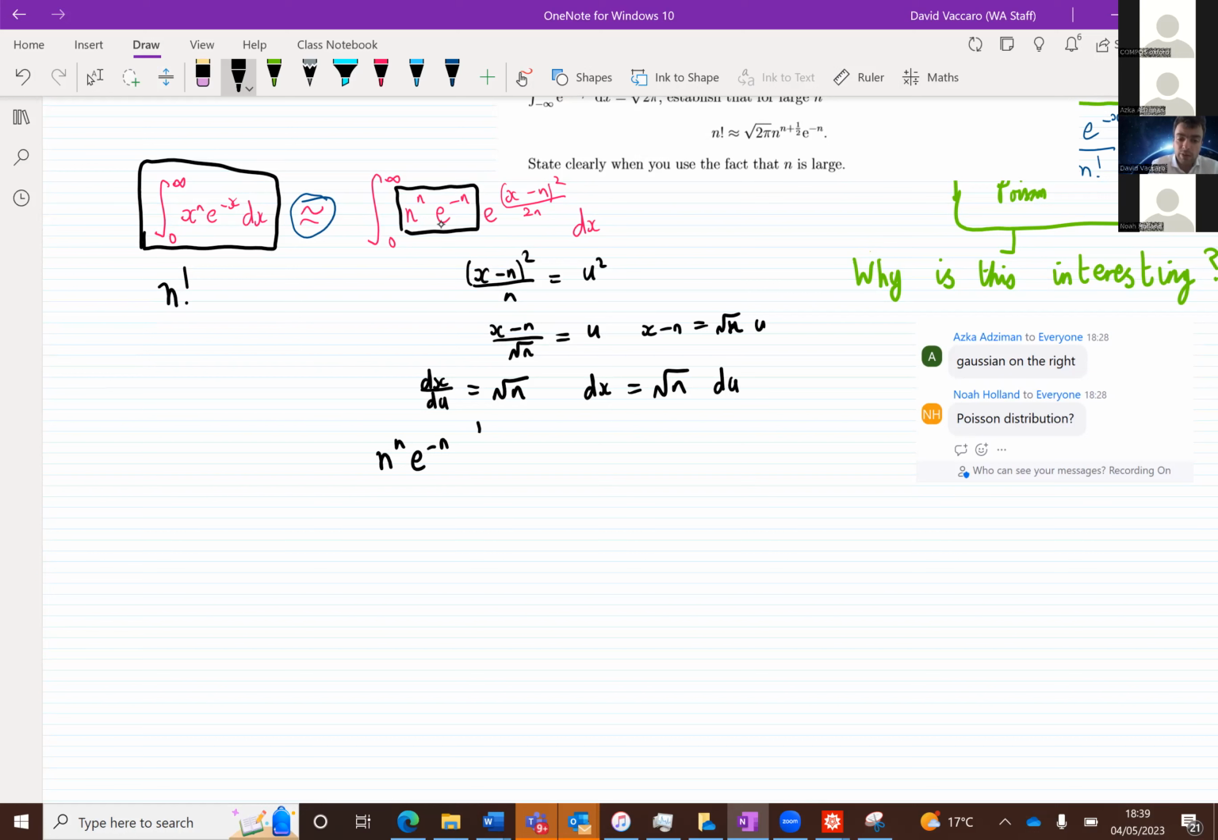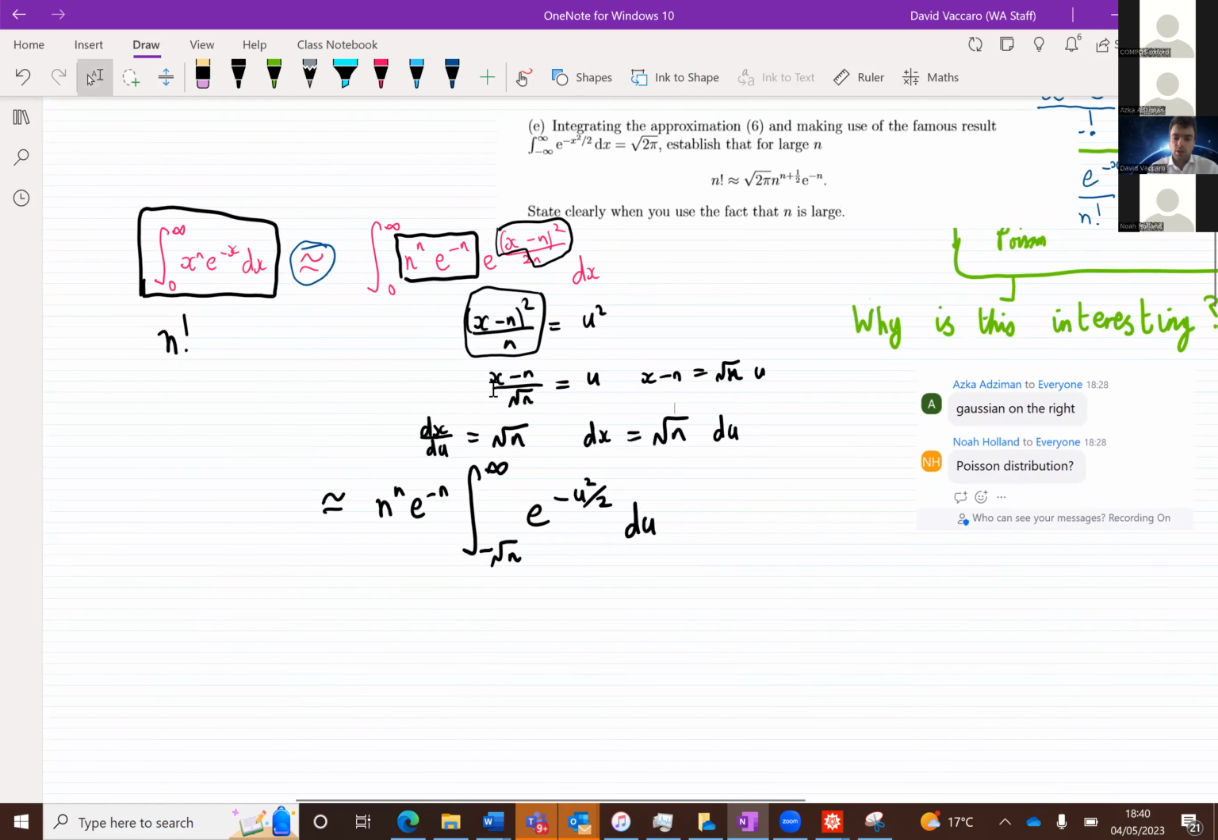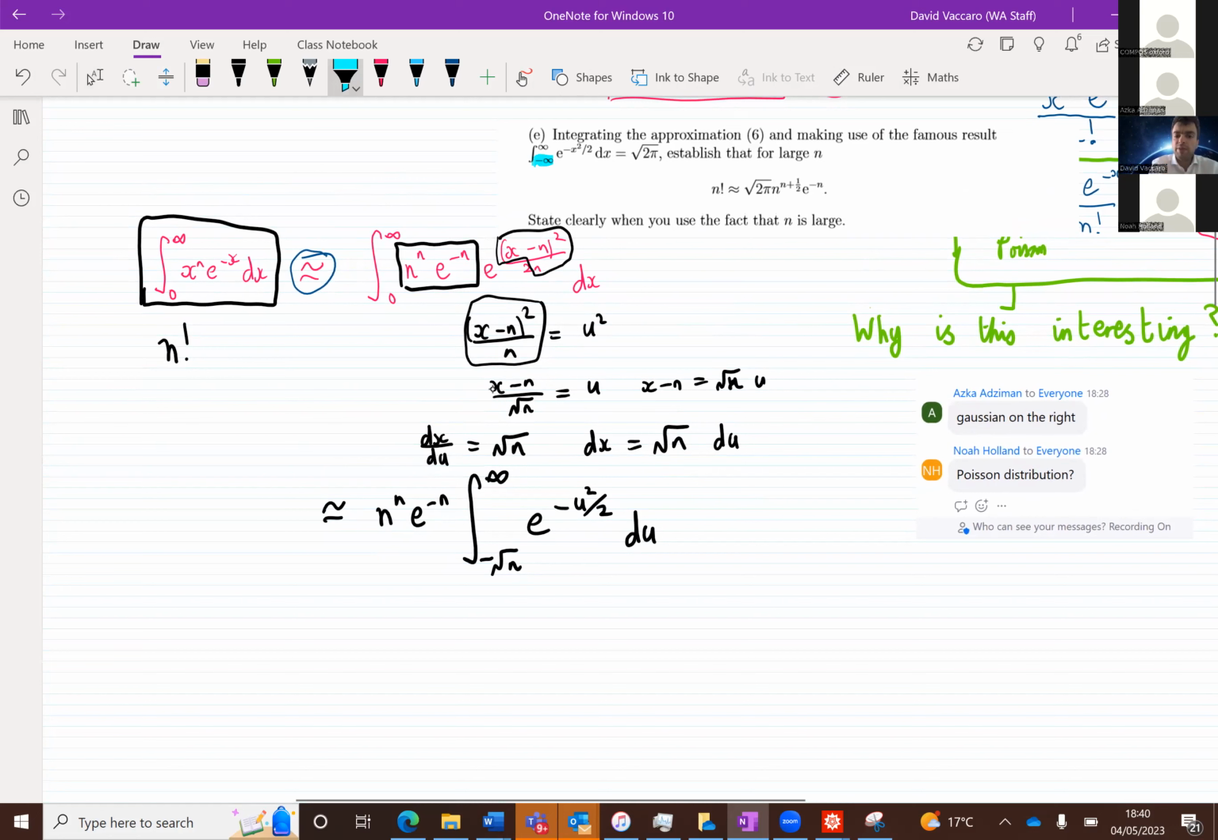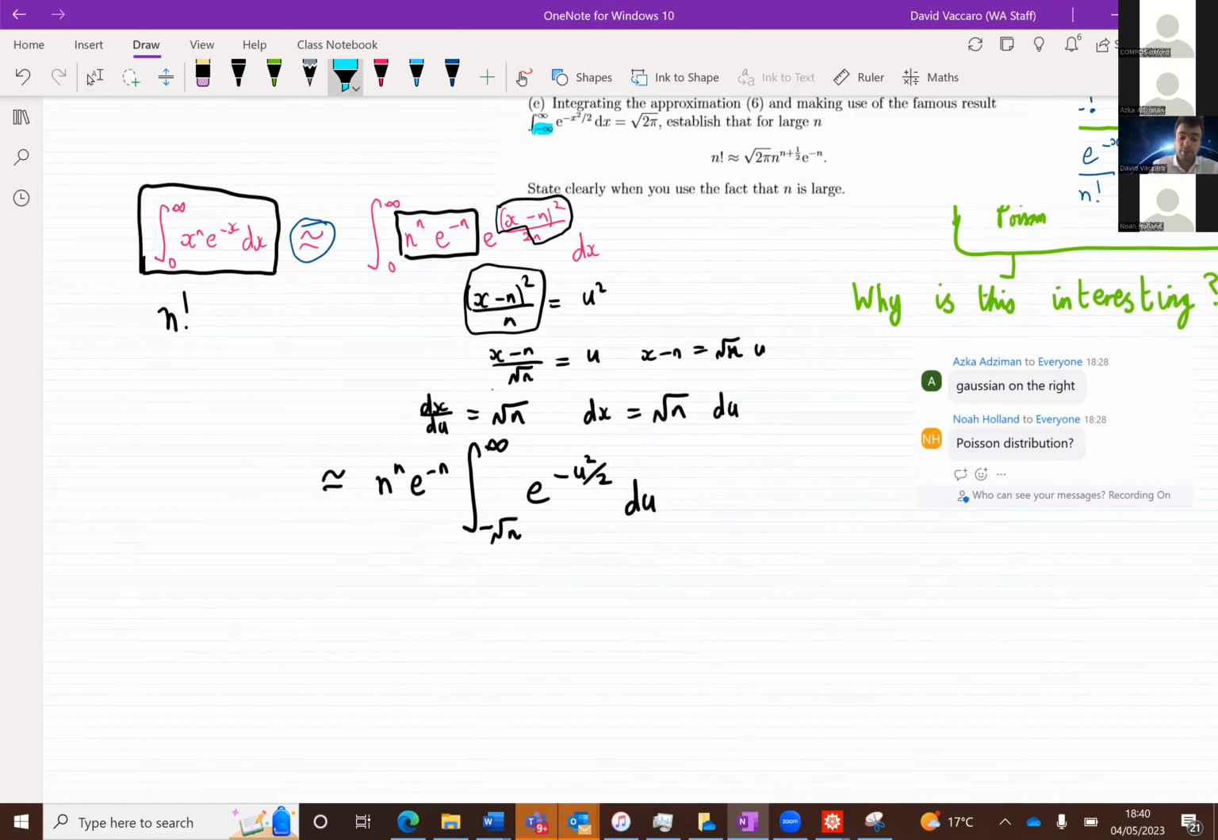When x is 0, the lower limit of u is 0 minus n over root n, so that's negative root n. And then the upper limit is infinity. And then we picked it so that (x − n)² over n, this term here, is u squared. So this is e to the minus u squared over 2 du. But we want to use the famous Gaussian result, which goes to negative infinity.